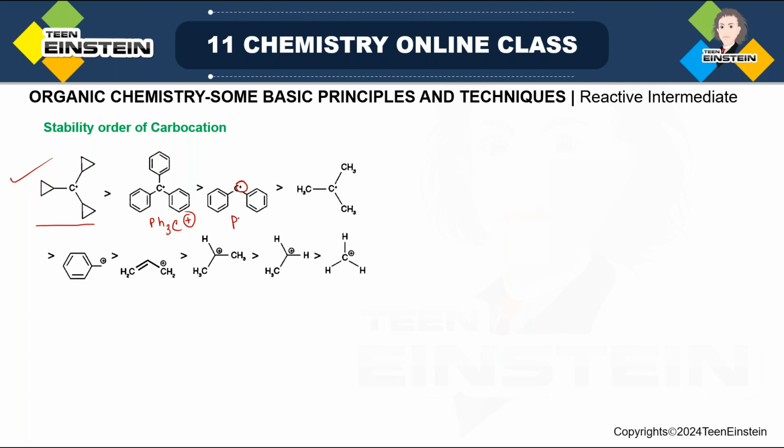It is Ph3C+, it is Ph2CH+. Now this is more stable because this positive charge can take part in resonance with the benzene rings, and a total of 3 benzene rings are there. But here you have only 2 benzene rings. Next you have a positive charge, and here 3 methyl groups. Hyperconjugation is possible.